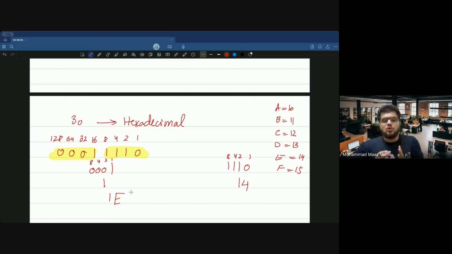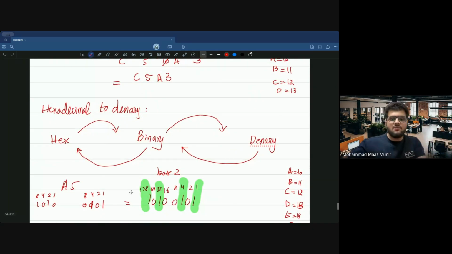That's basically how you convert binary to denary, and denary to binary. This is the very, very goated table which you need to understand. When you want to convert hex to binary, always go from hexadecimal to binary, binary to denary, and denary to binary, binary to hexadecimal. Always follow this, and then you will be in a very good state.